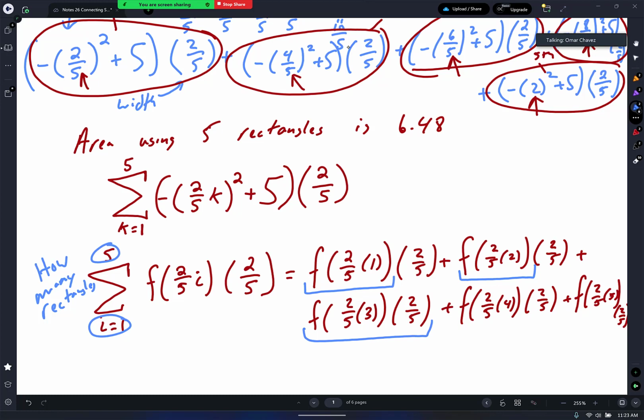This is the function f evaluated at 6/5, 1.2. This is the function evaluated at 8/5, so 1.6. And then the function evaluated at 2. Does that make sense, guys? Or does that not make sense?